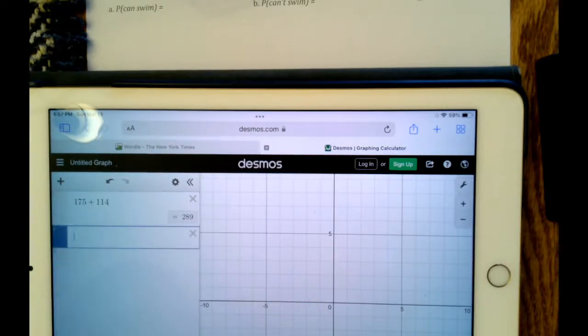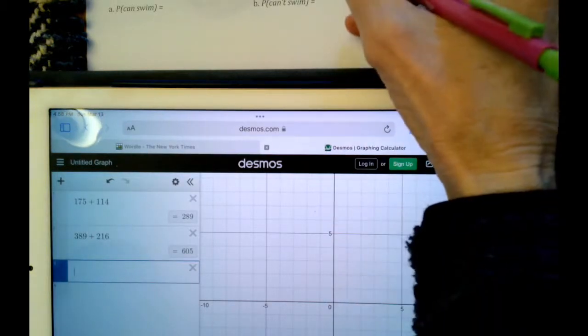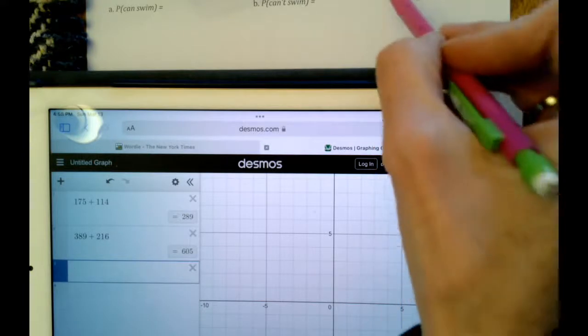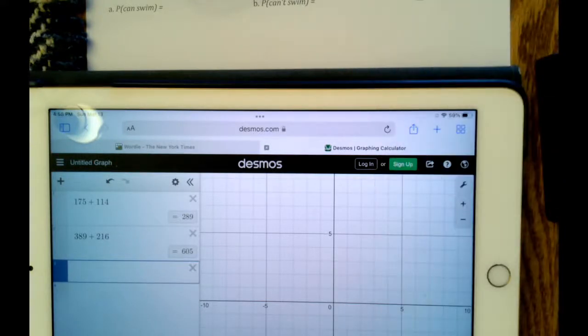I'm going to take the 389. Hopefully you're looking at the chart. The 389 plus the 216 gives us 605. And if we add those two numbers together, 289 plus 605, whoops, wrong value there, but 605, we should get 894.